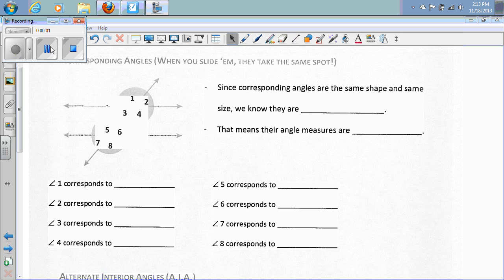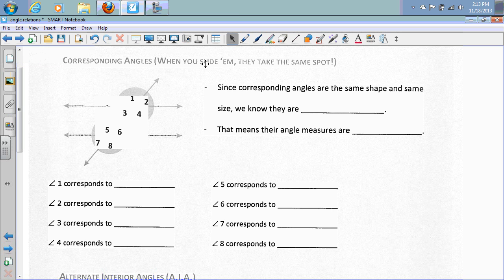This is the parallel lines and transversal video. We're going to start with corresponding angles. And I like this phrase: when you slide them, they take the same spot.